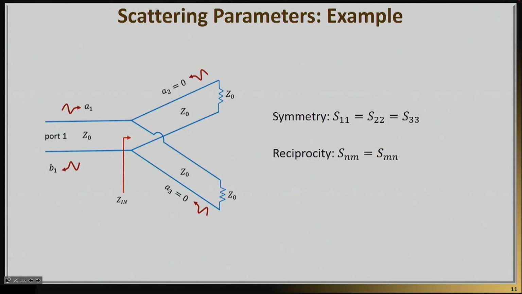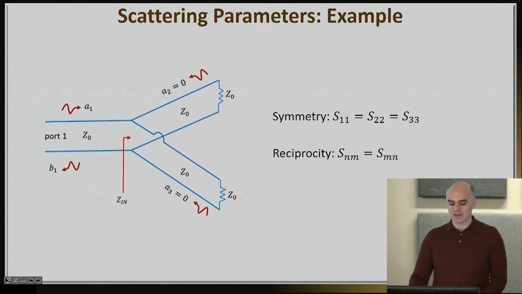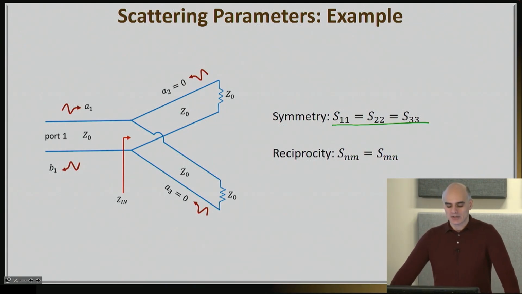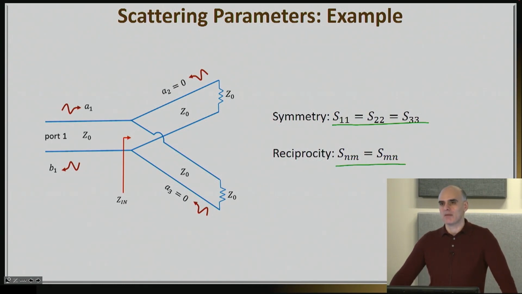Now, this is a perfectly symmetrical structure, so now that I do have S11, I can basically make the argument that S22 and S33 must be the same. It is really the same thing, just looking at it from different ports. In addition, this is a reciprocal structure. There is basically just a bunch of transmission lines here. So that means that SNM will be equal to SMN.